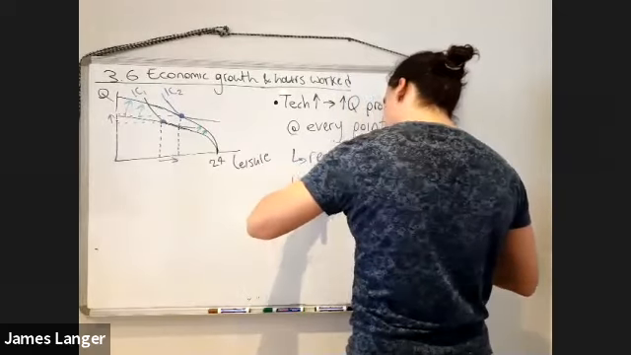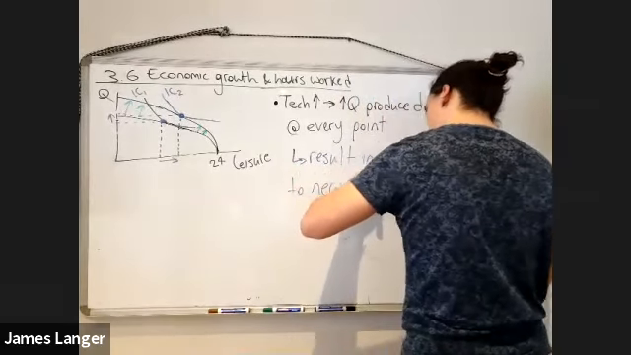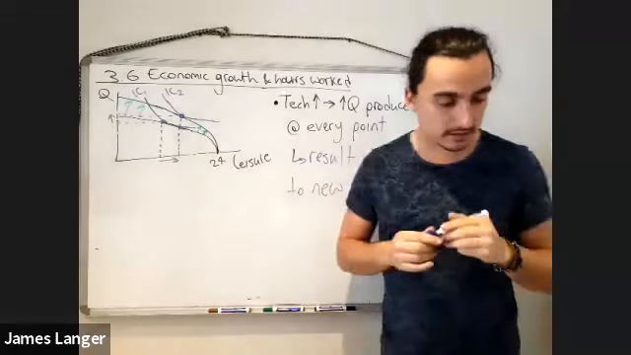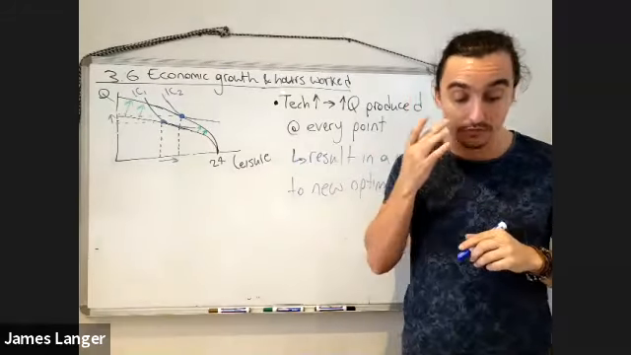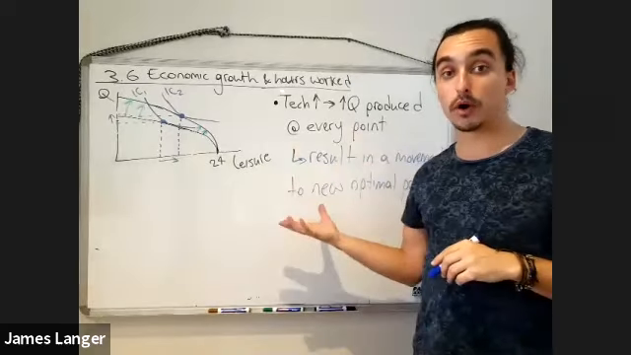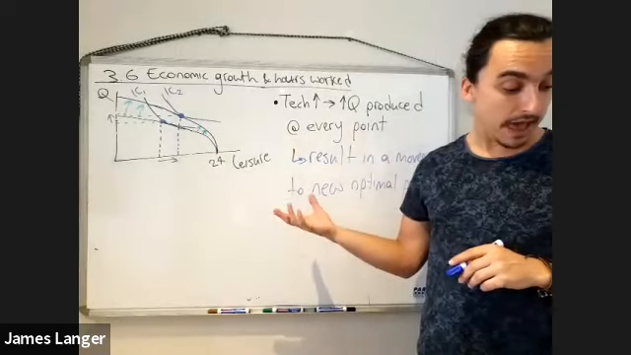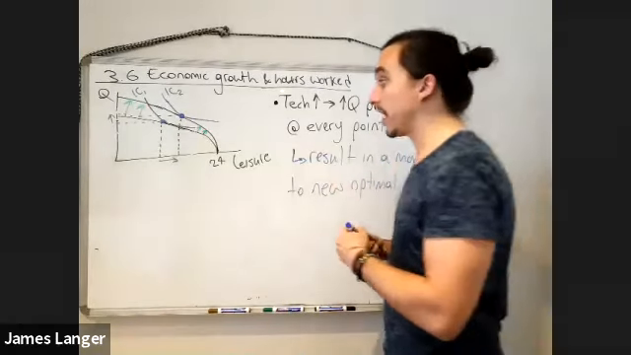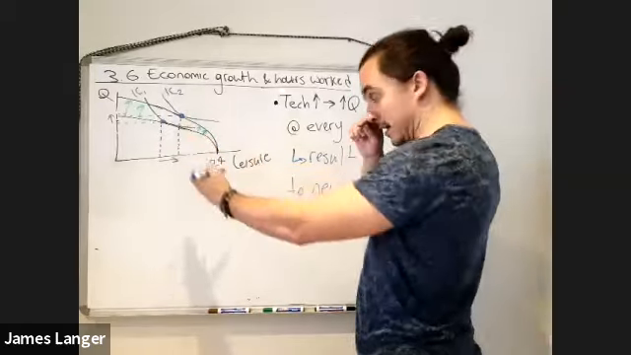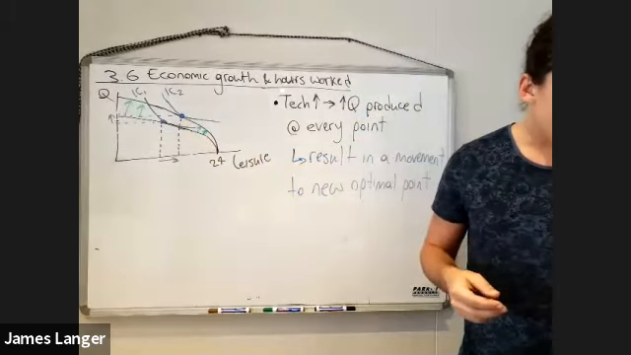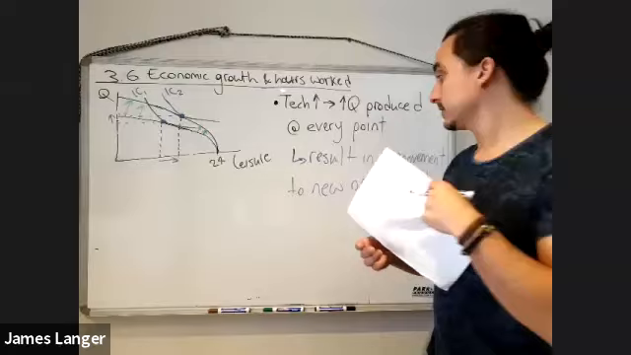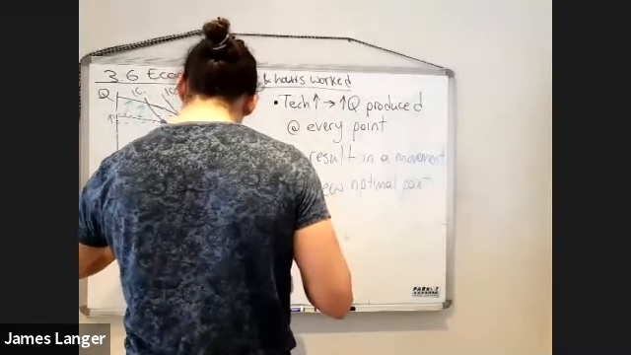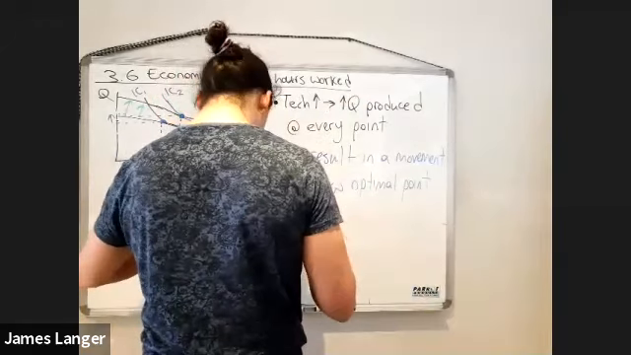That is what our technology increase does, and it's going to result in a movement to a new optimal point. Does everyone understand this? We move to a new optimal point here. Okay? And there are essentially two effects that result from this. So, two effects here.